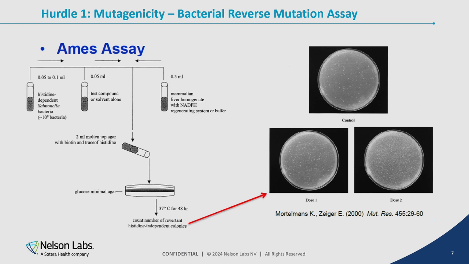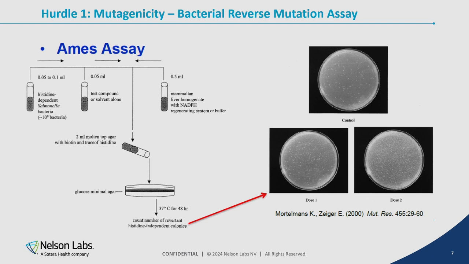So you put the extractable together with these microorganisms and a little bit of histidine, because remember, they need to be able to grow. They need histidine. And you can do it without and with S9 mix, which is liver homogenate containing hepatocytes, microsomes, containing the CYP enzymes for the metabolism of this extractable. So maybe the extractable itself is not mutagenic, but when it becomes metabolized, it could become mutagenic.